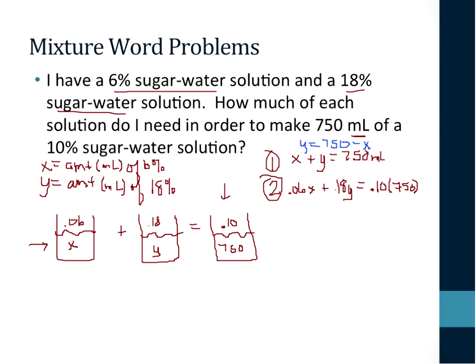And I'd start by solving y equals 750 minus x. You could say that x equals 750 minus y. Doesn't matter which way you want to do that, but I'm going to take that and substitute that in for our y variable in the next equation.